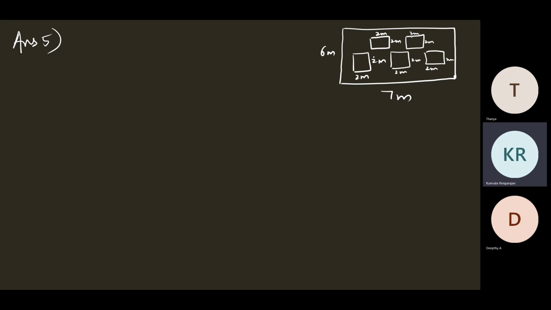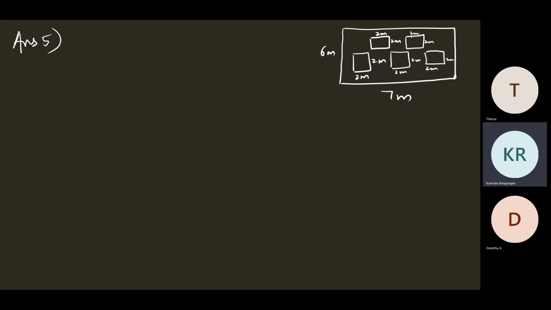Okay, it's a rough figure, children. So you can see here, there's a rectangular plot of length 7 meters and breadth 6 meters. And inside this rectangular plot, 5 square flower beds have been dug. They want to grow some flowering plants. So for that they dig 5 plots, and each plot is in the shape of a square. The side of the square is 2 meters. Now the question is to find the area of the remaining portion of the rectangular plot.